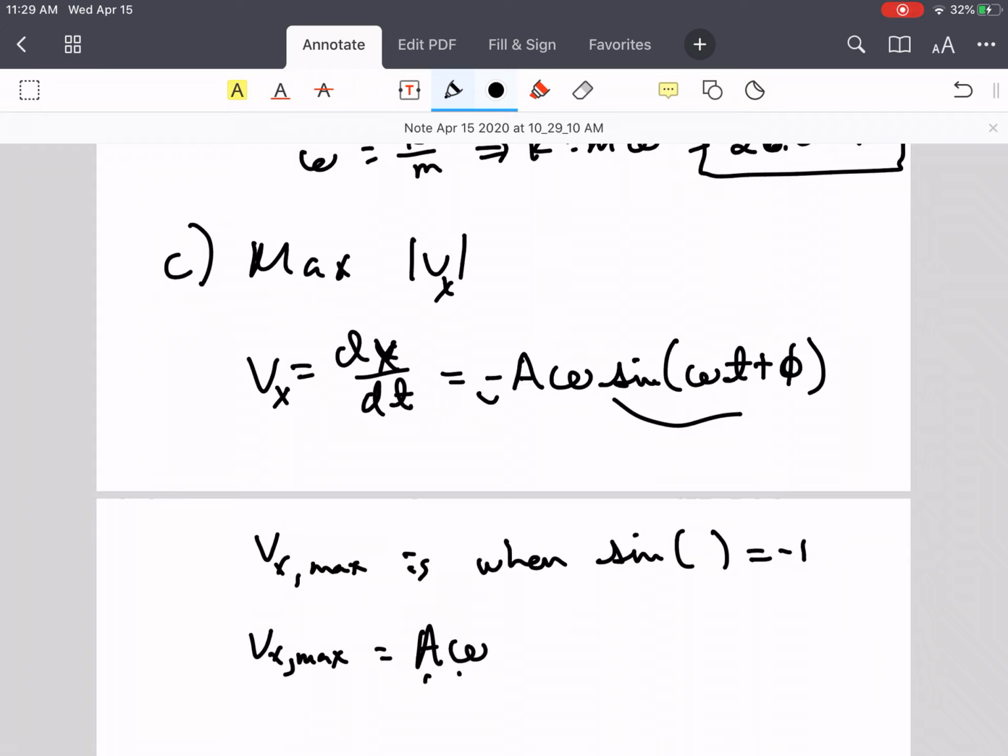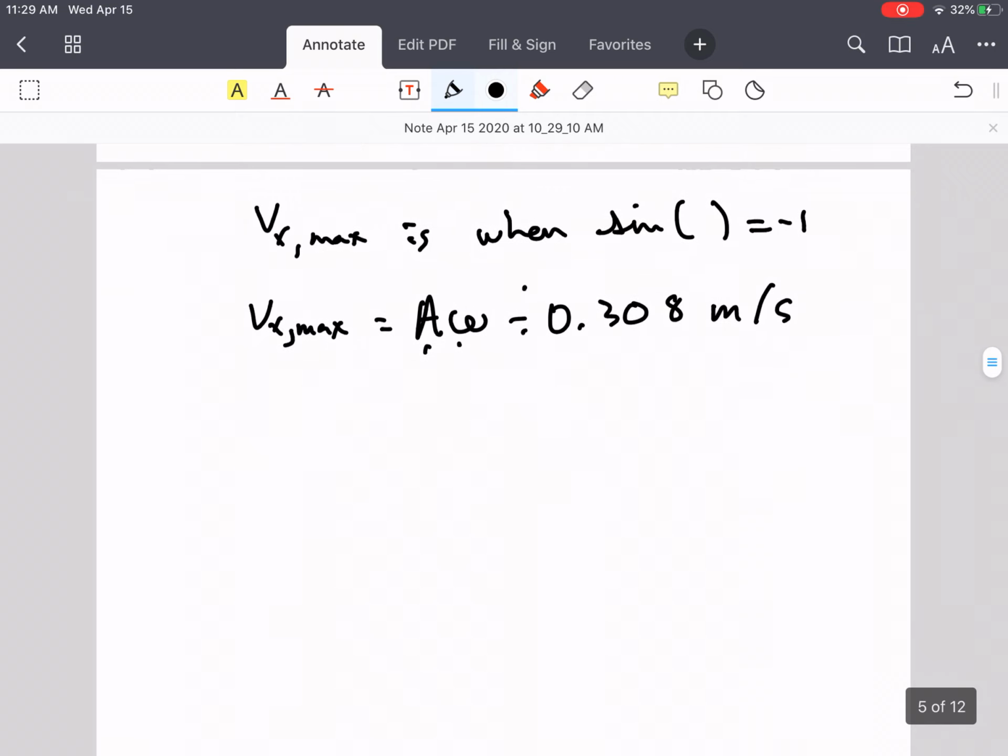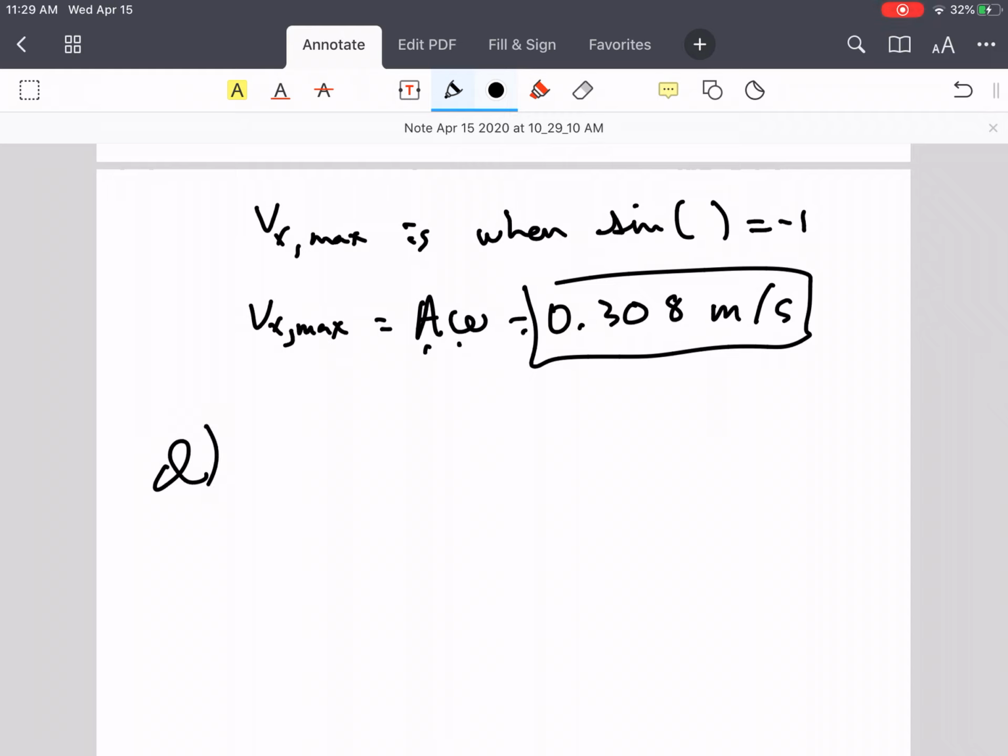So I know the amplitude, I know ω, I plug in these values, and it turns out that this is 0.308 meters per second. All right, so it's pretty straightforward. Once you're comfortable with these equations, you can kind of bing, bang, boom, go through them one by one. And this last little bit asks for the maximum force. So there are various ways I can do this. I'm actually going to do it two different ways just to show you it works.